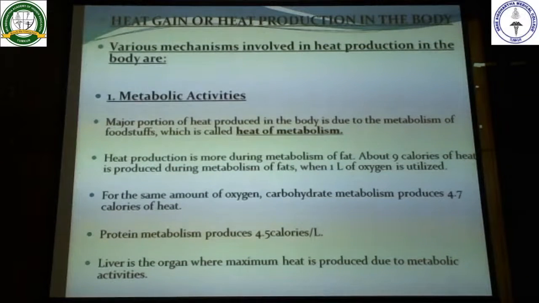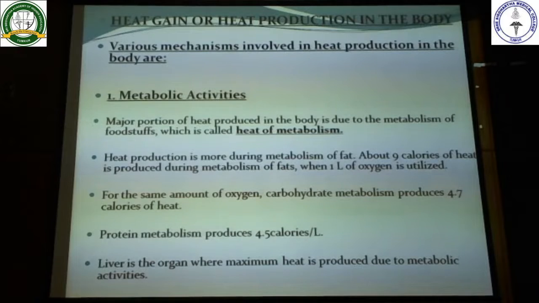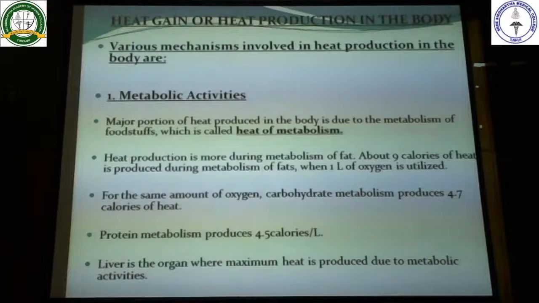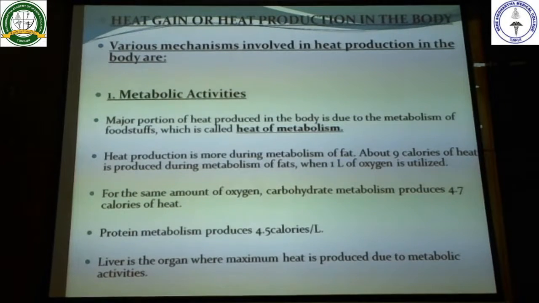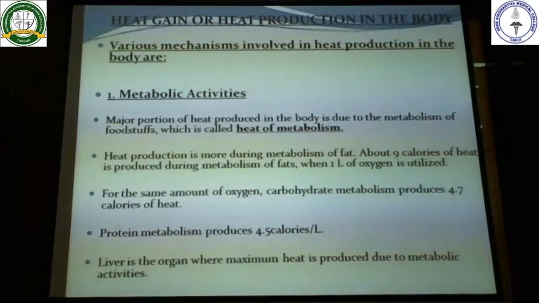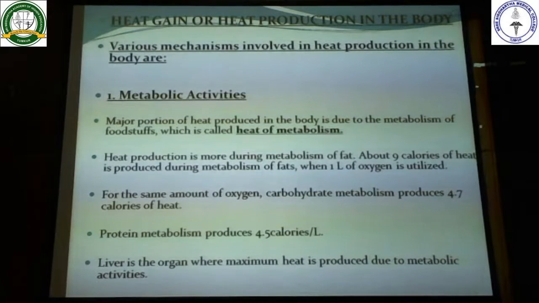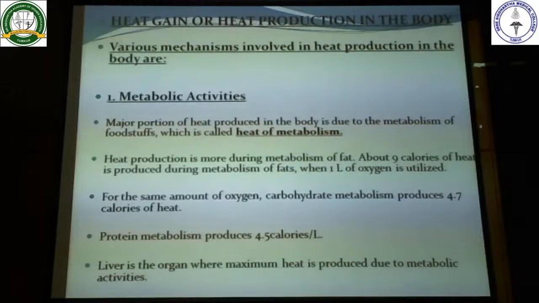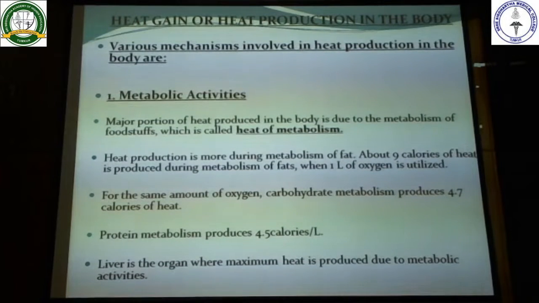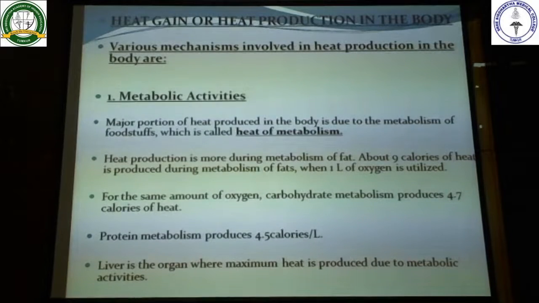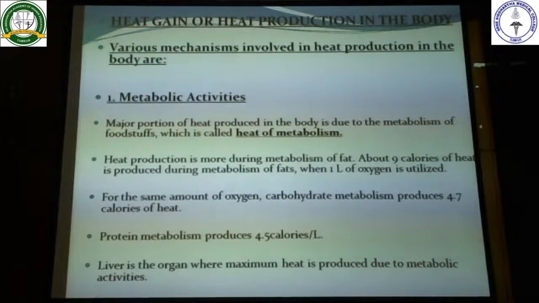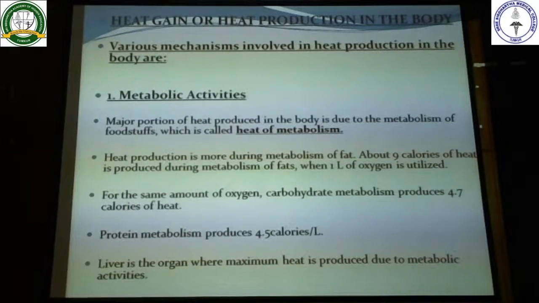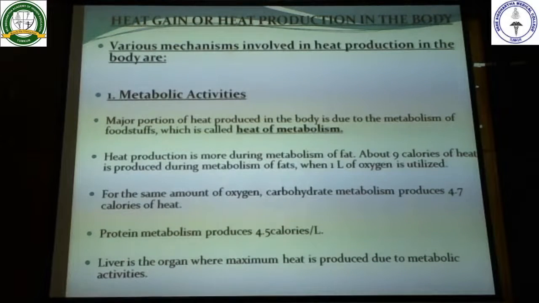Similarly, coming to the carbohydrates, 4.7 calories of heat is being generated, and when protein metabolism occurs, about 4.5 calories per liter of oxygen is being produced. So by this you can make out that the heat of metabolism is highest for fat, followed by carbohydrates and then proteins, right? And the organ related to metabolism, as we all know, is the liver. So that is the reason why the maximum heat is being produced in the liver, because of the metabolic activities. So this is about the heat of metabolism.